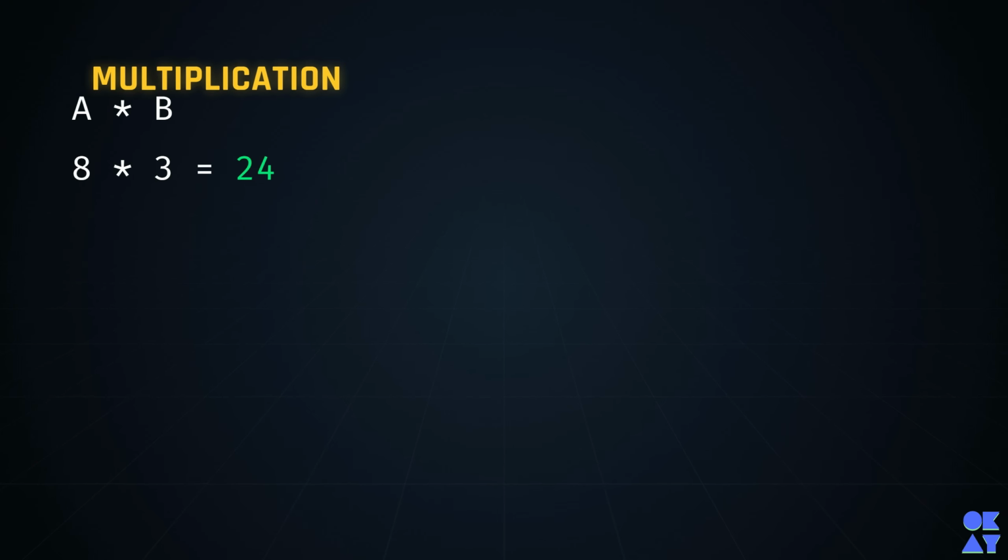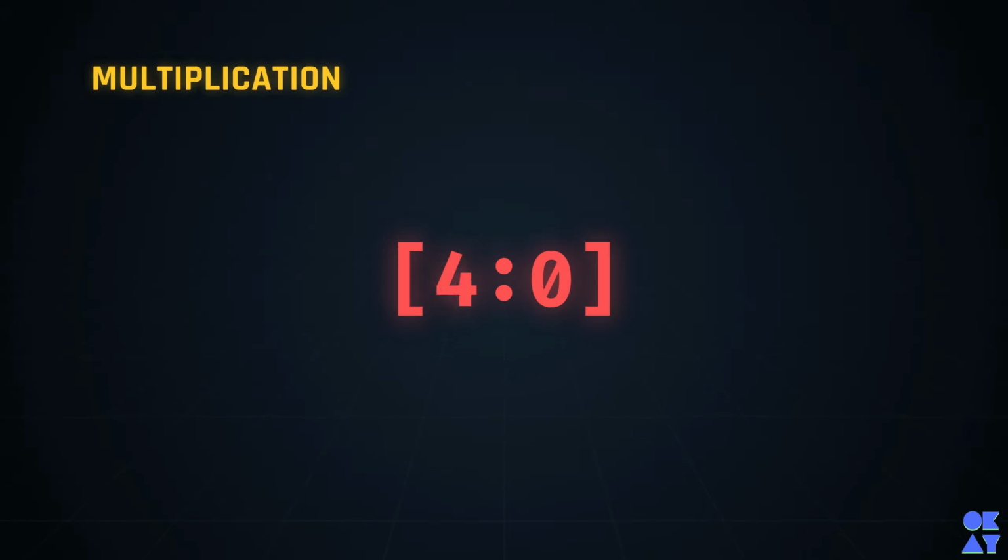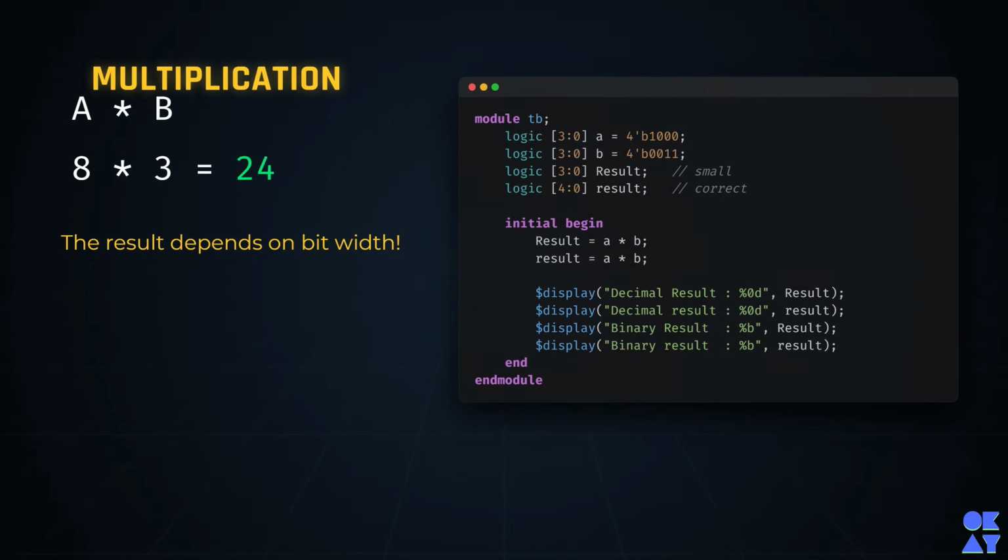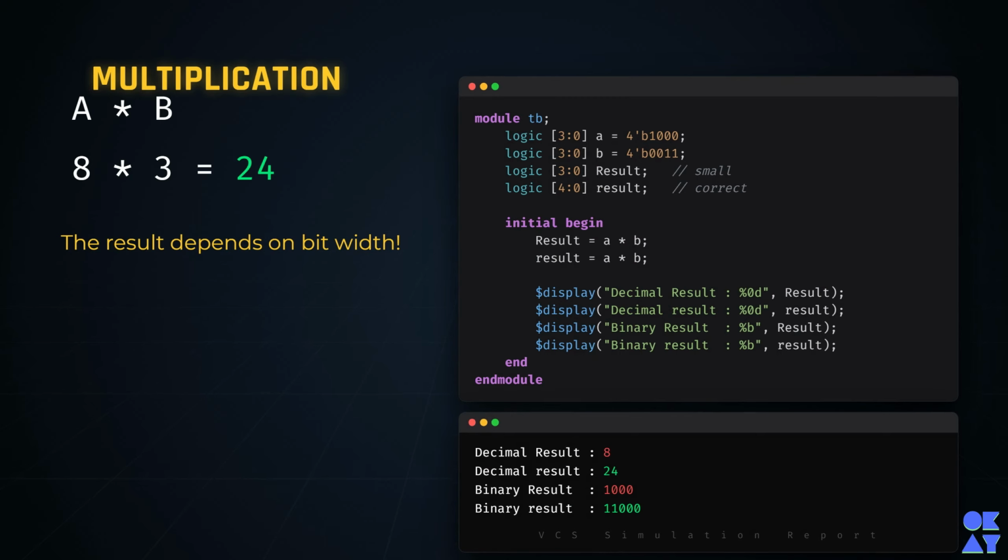Now multiplication. A multiplied B, that is 8 multiplied 3, that is 24. Now here is the important catch. The result depends on bit width. If you store the result in 4 bits, you will not get 24. You will get a wrong value because of overflow. But if you use 5 bits or more, then you get 11000, which is 24. Correct. So in multiplication, always make sure result has enough bits.